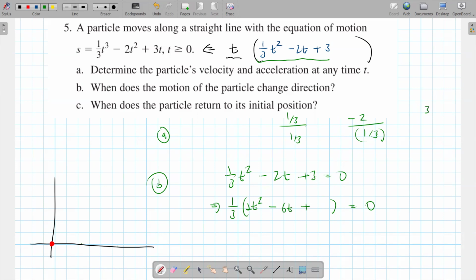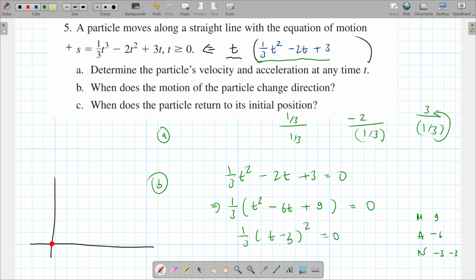Same thing with this one. It'll be 3 over 1 over 3. This 3 would go to the top level. It'd be 9. Now this is way easier than the last one, because now it multiplies to what? 9, and adds to negative 6: negative 3, negative 3. So it'll be 1 over 3, t minus 3 squared equals 0.